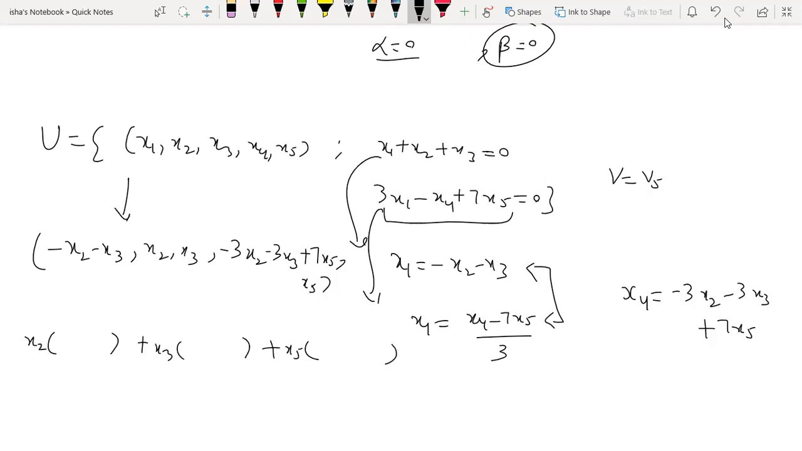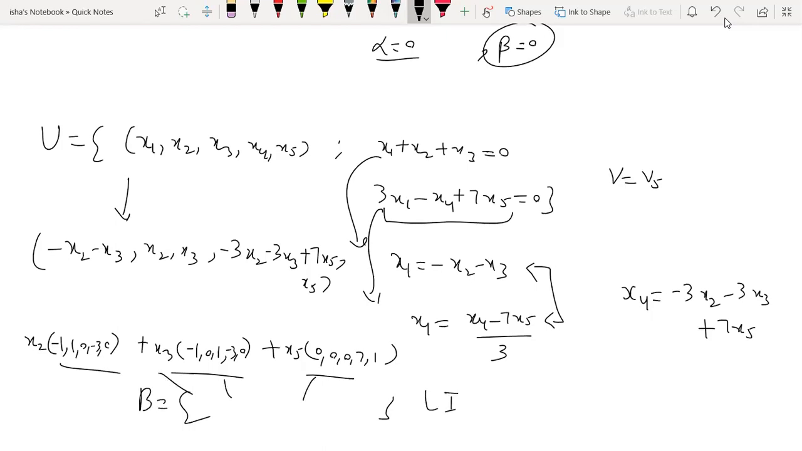Again, I'm telling you, you will have a choice. You can eliminate some other two also. Your basis will be different in that case, but the dimension is going to be the same. Yeah, so this is the answer. Minus 1, 1, 0, minus 3, 0, minus 1, 0, 1, minus 3, 0, 0, 0, 0, 7, comma 1. These three you can check. If you put these three into a set, that will be linearly independent, and so the dimension of this subspace is going to be 3.